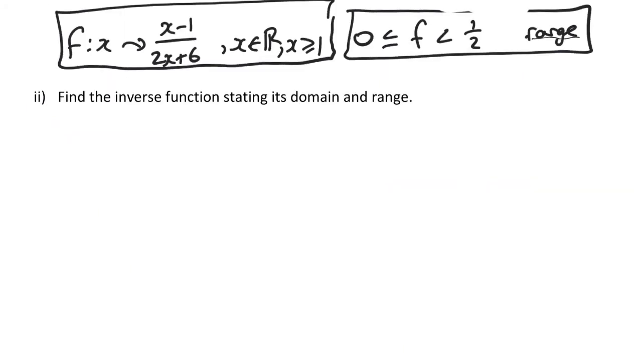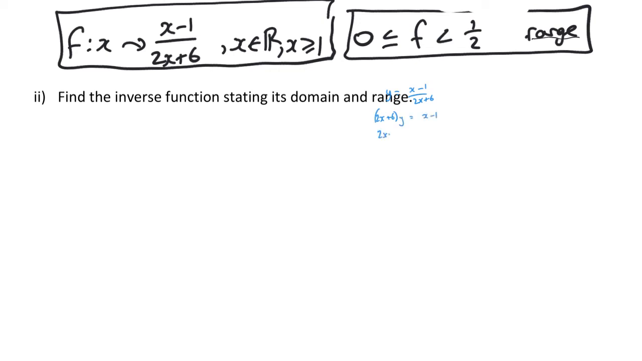Part 2 is find the inverse function, stating its domain and range. So to find the inverse function, what we need to do is let y equal (x minus 1) over (2x plus 6). If we multiply up by the denominator, we're going to have (2x plus 6) times y equals x minus 1.